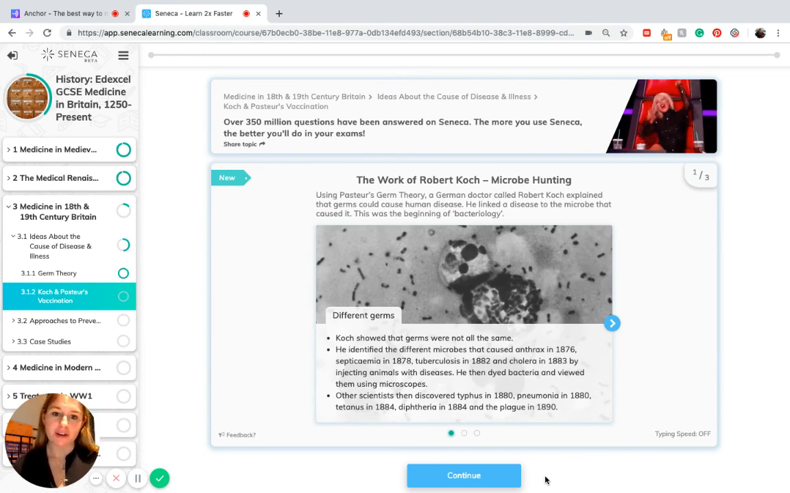Using Pasteur's germ theory, a German doctor called Robert Koch explained that germs could cause human disease. He linked a disease to the microbe that caused it. This was the beginning of bacteriology. Koch showed that germs were not all the same.